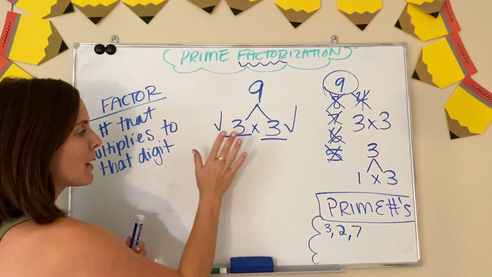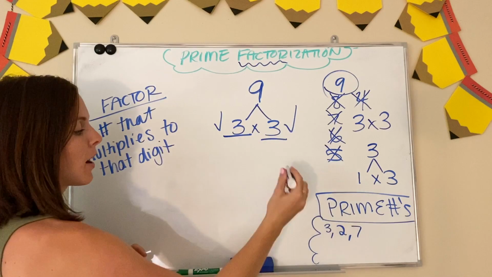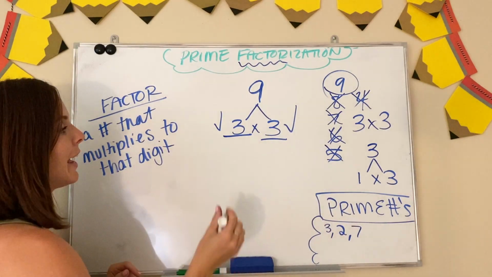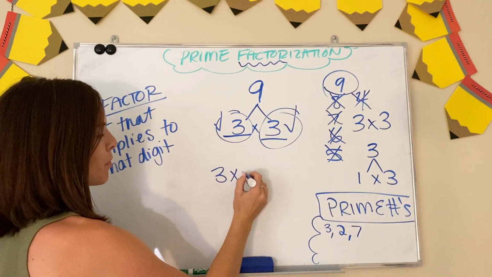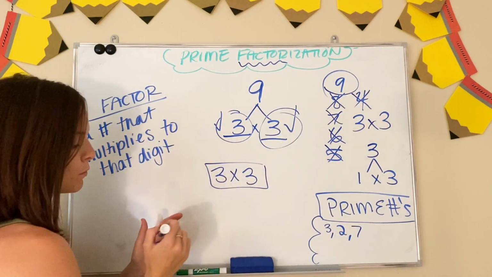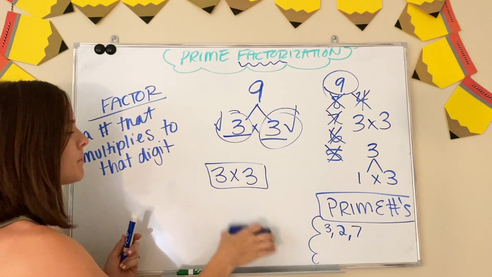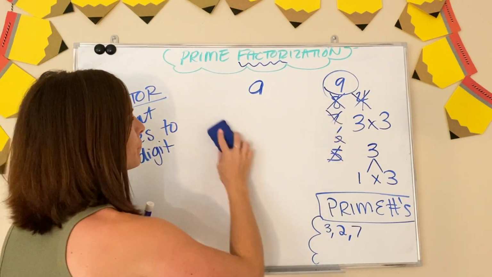All right, so let's go back to my 9. I know that 3s are prime, so that means it's done. And whatever numbers were checked, those have to go in your prime factorization answer. So this would be the prime factorization of 9. Let's go ahead and do another one.